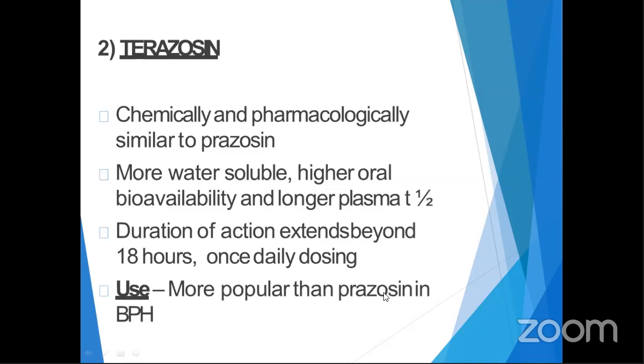It's more popular than prazosin in BPH. I told you earlier, prazosin cannot be given in case of BPH because it causes the first dose effect. So a better drug is terazosin, which can be used in cases of benign prostatic hyperplasia or hypertrophy. The better thing is that it has a longer plasma half-life, so you can give it in once daily dosing.